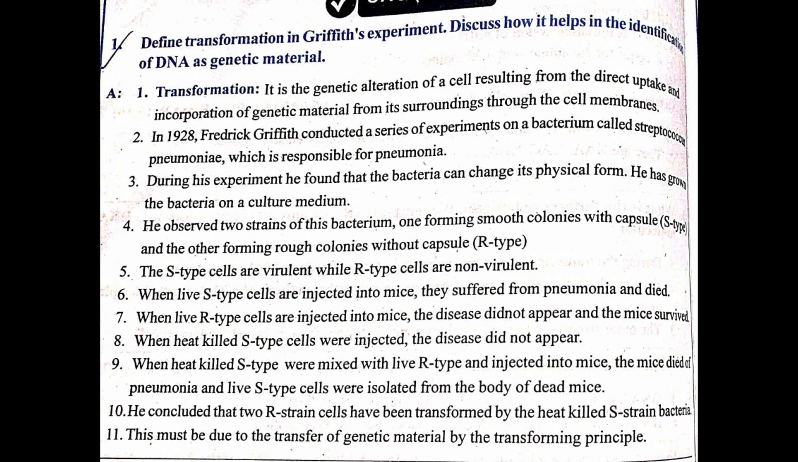Let's define the transformation in Griffith's experiment. Transformation means the genetic alteration of a cell resulting from the direct uptake and incorporation of genetic material from its surroundings through the cell membrane.